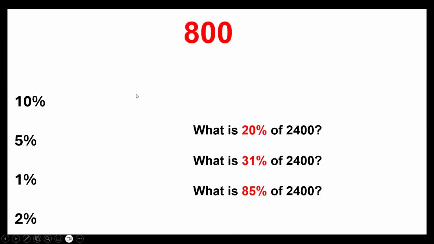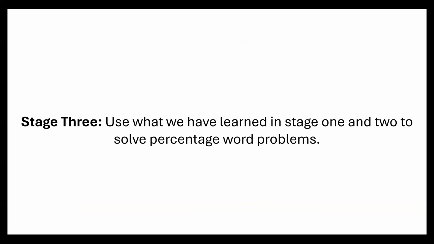So let's forget this question because it's just the same thing again. Let's do stage 3. Stage 3 is we're going to use what we have learned in stage 1 and 2 to solve word problems. Stage 1 was where we found 10%, 5%, 1% and 2%. Stage 2 is where we found random percentage amounts like 35% and 21% and 70%. Now what we're going to do is use all of that working out to answer percentage word problems.